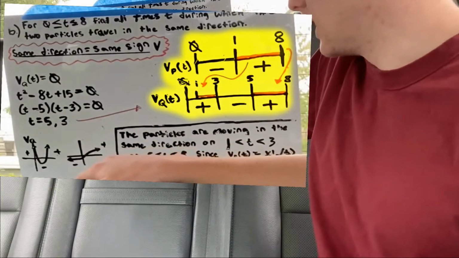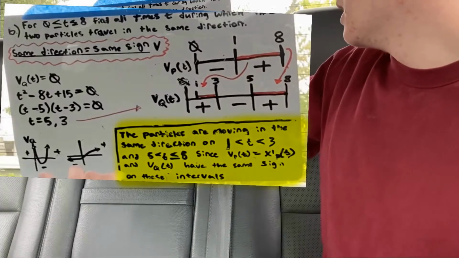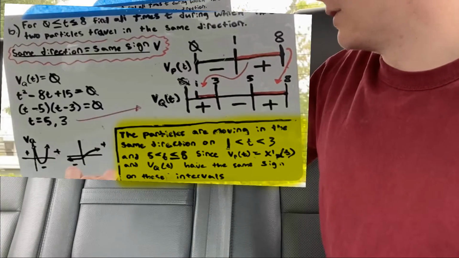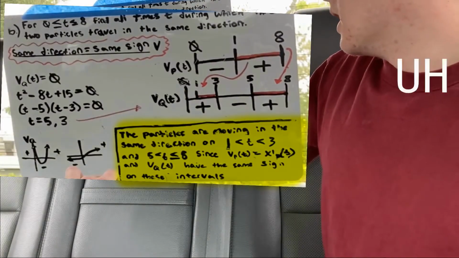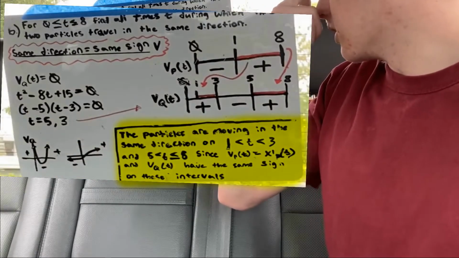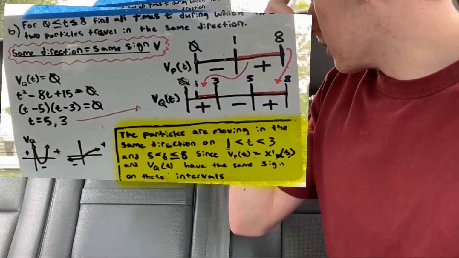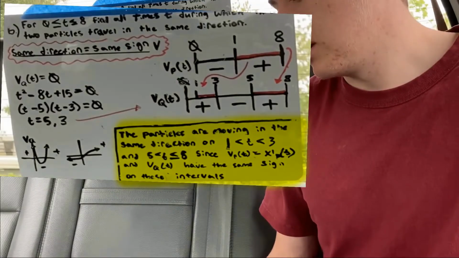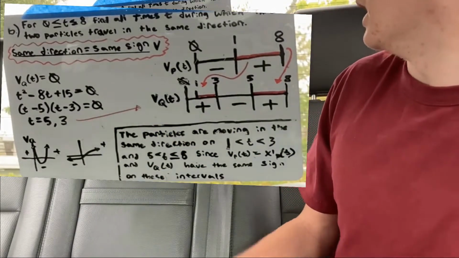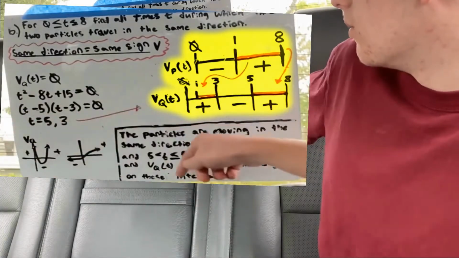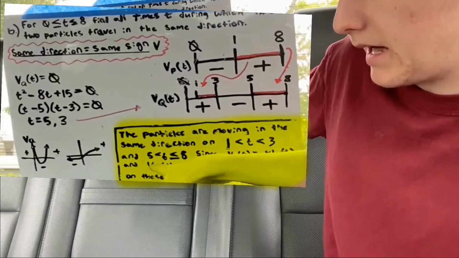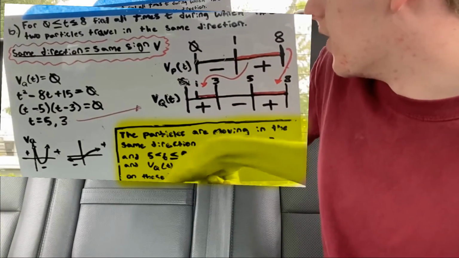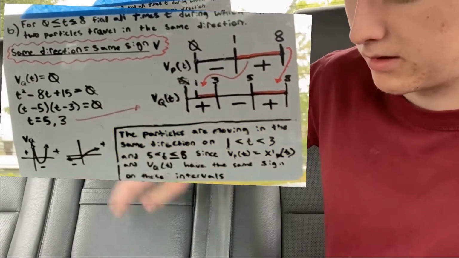So you end up with the answer of the particles are moving in the same direction on the interval of 1 is less than t is less than 3, and 5 is less than t is less than or equal to 8, since the velocity of particle p and the velocity of particle q have the same sign on these intervals. So this is a 2-point question. You get 1 point for identifying both of these intervals, and you get 1 point for the analysis, which is stating that they're on this interval and they are the same because their velocity is the same signs.